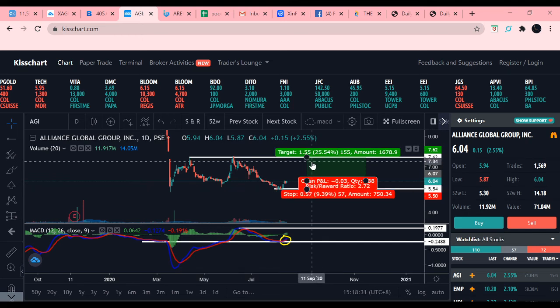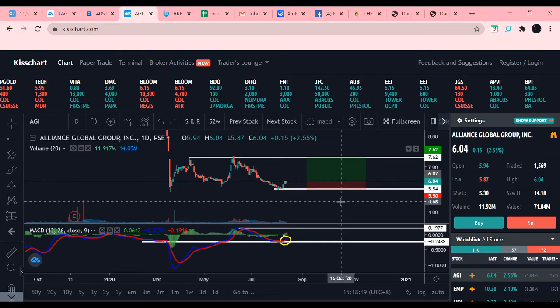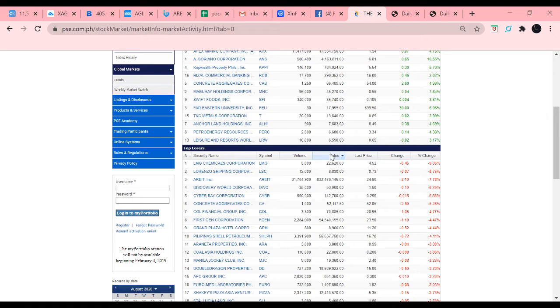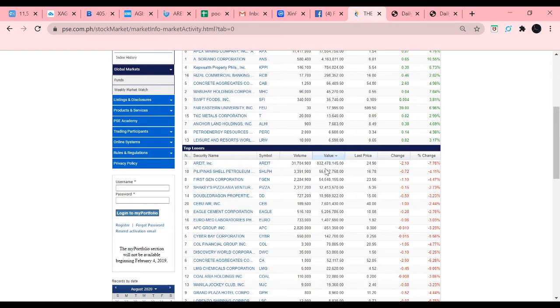That's actually a possible kita na 25.54%. Kapag na-hit yung TP area ko, around 7.62 at posible naman akong malugi ng 9.39% kapag na-stop out ako around 5.50 pesos. Entry level ko around 6.04. So, I think that's it for AGI. And then, yeah, 50 million up lang ang titingnan natin.